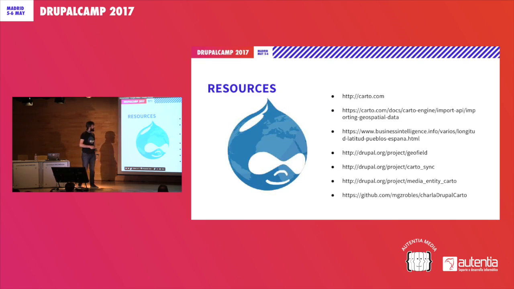Here are some resources: the Carto documentation about how to import, the page where I got the spreadsheet with all the cities in Spain, and some Drupal modules I used: GeoField, Carto Sync, Media Entity Carto, and finally the slides of the talk at the Idealista News Meetup where everything started.